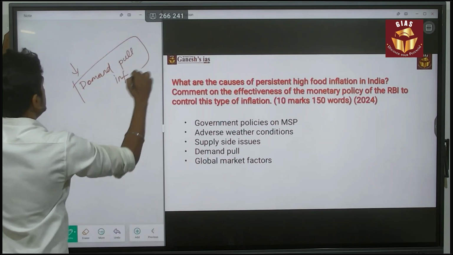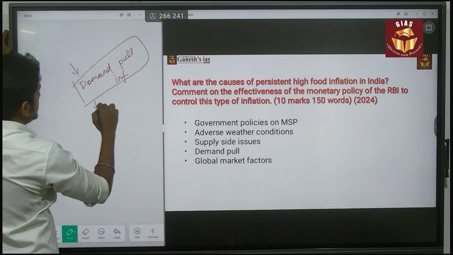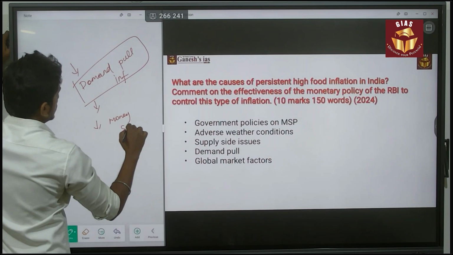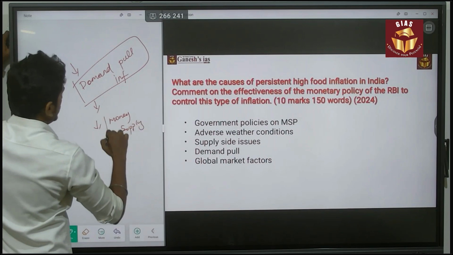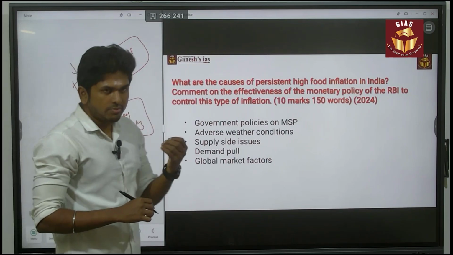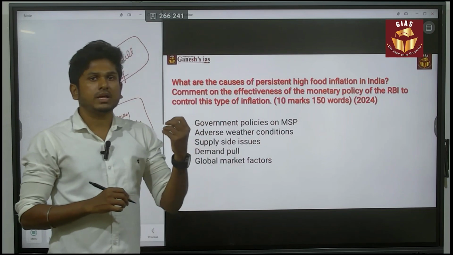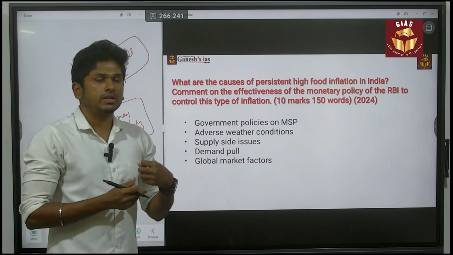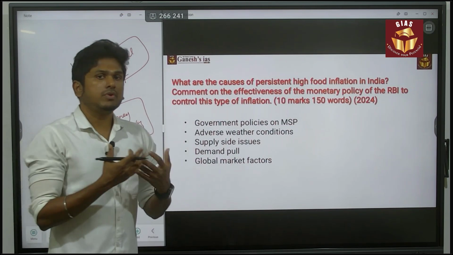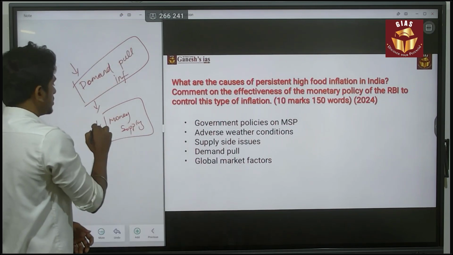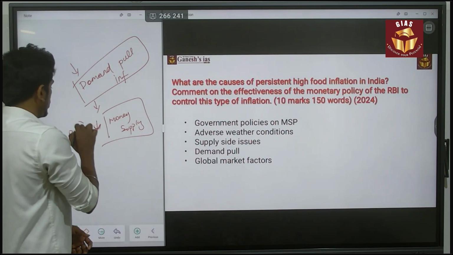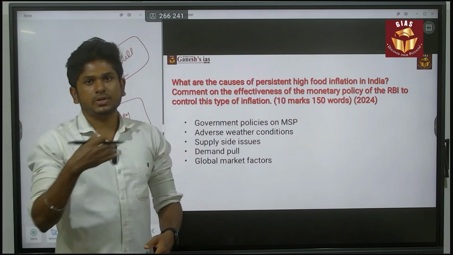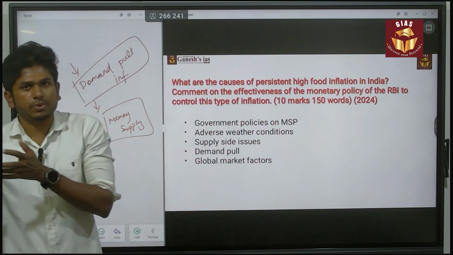If it is demand pull inflation, RBI can easily reduce inflation by reducing the money supply. There is a huge demand for certain products because people have more money. When people have more money to buy a product, they will demand it. So what RBI will do is reduce the money supply by controlling the repo rate in the market. Based on the repo rate, they will reduce the money supply to the banks, so the banks will reduce the money supply to the people.